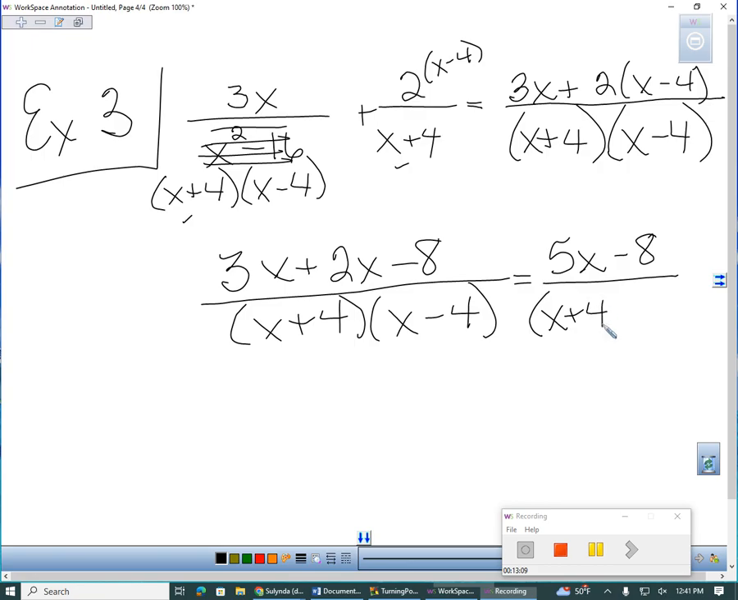Over (x + 4)(x − 4). All right, let's go back and talk about the restrictions that I skipped over. I apologize for that. All right, so back here, x cannot equal. In the first one, what can x not equal? 4.